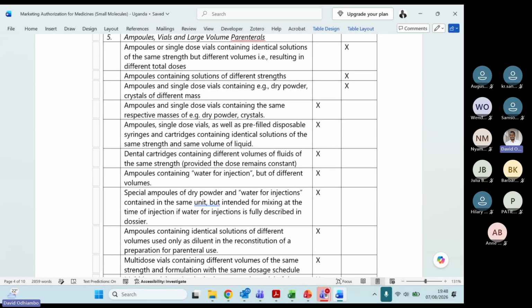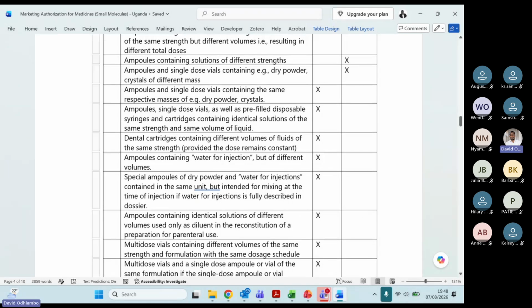If you were using it in a prefilled disposable syringe or whatever it is, but with the same strength and same volume of liquid, those are considered the same. It might be in an ampoule, single dose vials, or a prefilled disposable syringe or a cartridge, but the concentration is the same and the volume of liquid is the same. Everything is the same. Dental cartridges will be considered the same. Any ampoule containing water for injection but of different volumes is considered the same, because water for injection is not an active ingredient.